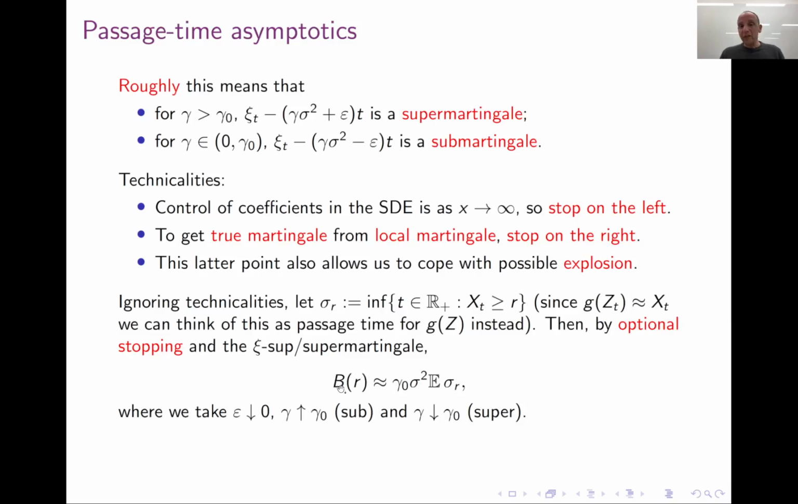And remember, this B of R is R to the 1 plus beta. Capital B of R is the integral of little b of R, and little b of R is roughly R to the beta, right? So integrating that, I get R to the beta plus 1. But 1 plus beta is strictly smaller than 2, right? So this is smaller than what the corresponding quantity would be for Brownian motion. So the process grows faster. This is what you see here.